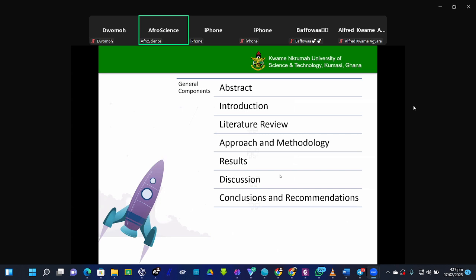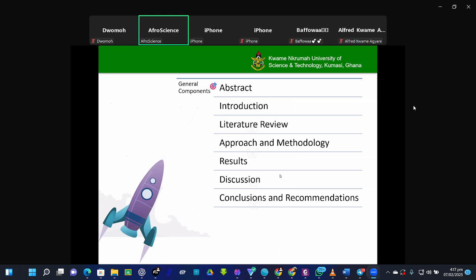for you in academia, to write anything in academia, will be this structure. The abstract comes first, the introduction, you do a literature review, the approach or methodology you used in your research work, the results from your work, the discussion, and then your conclusions and recommendations. And for each of these components, I'll try to explain them so that you get the structure.